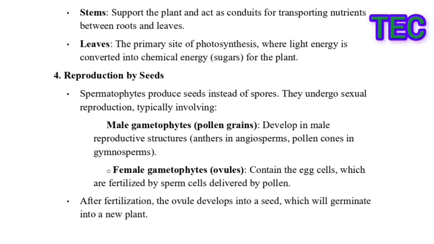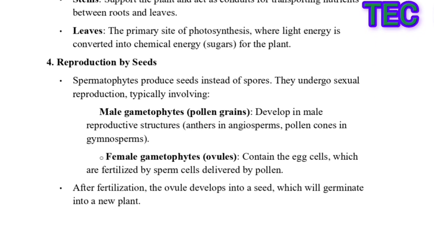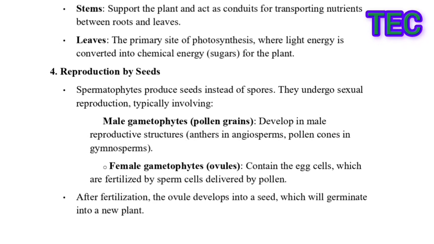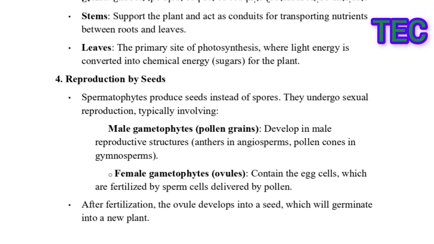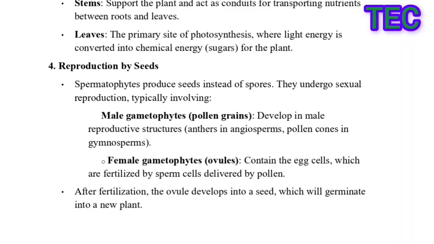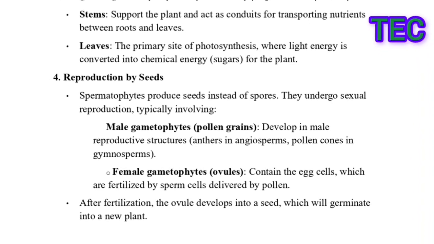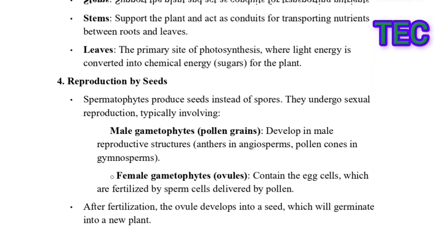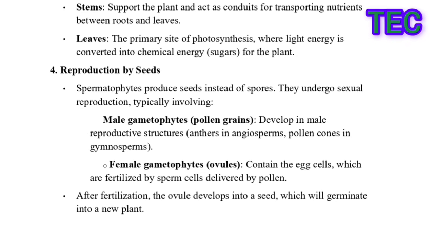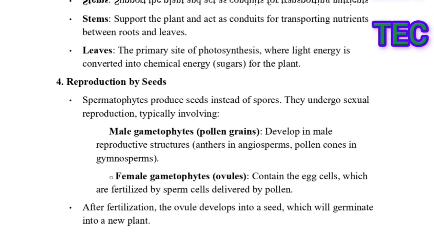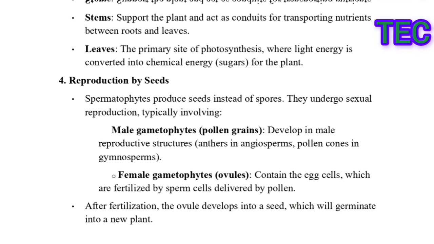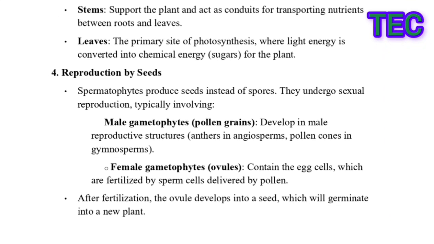We'll discuss more about that when we talk about reproduction in plants. After fertilization, the ovule develops into a seed, which will germinate into a new plant. And remember, the ovule is the one that develops into a seed. As for the ovary, the ovary develops into fruit. You can mark that down.